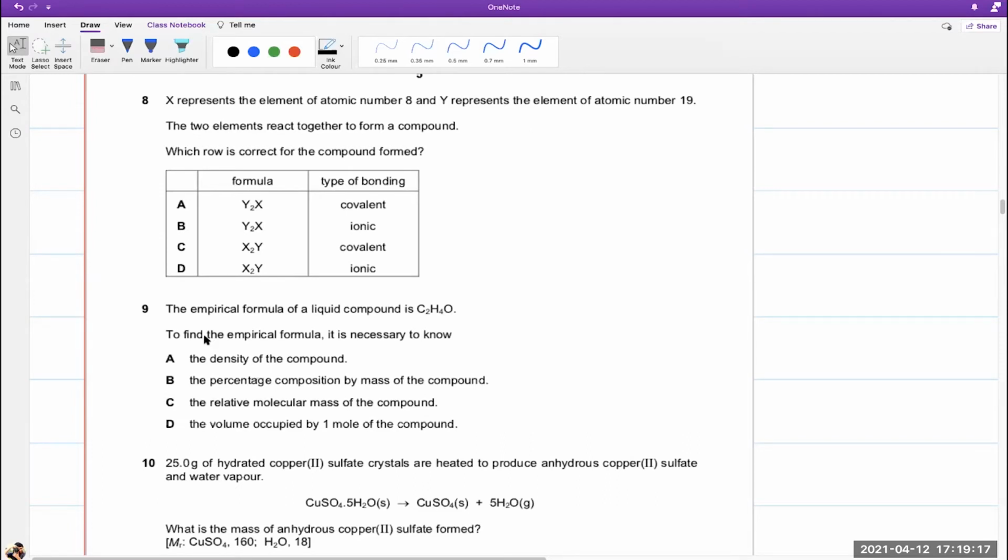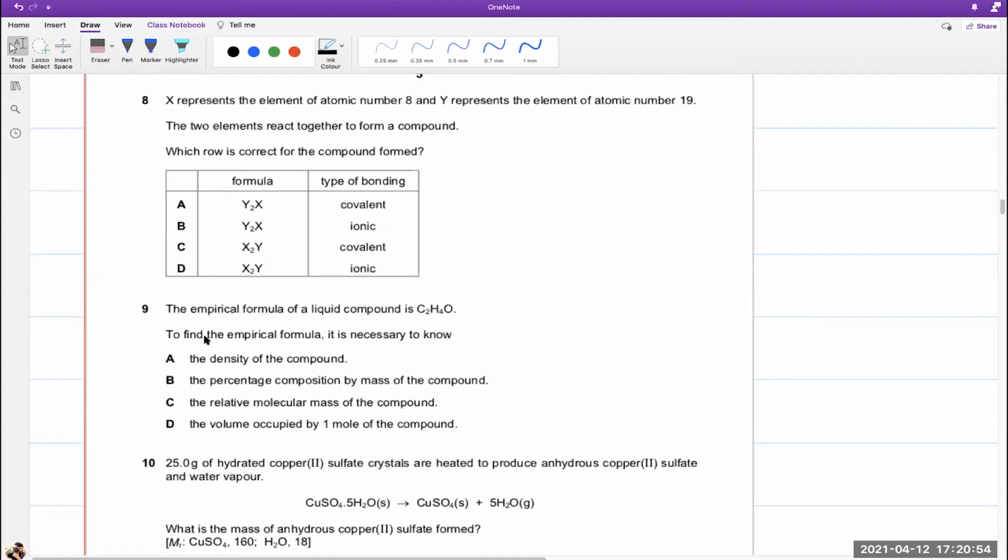So oxygen or potassium, क्या formula बनेगा? Y2X. That's what we get. K2O. So Y2X is the answer. And type of bonding, because one of them is a metal and one of them is a non-metal, it's going to be ionic. So that is the answer.